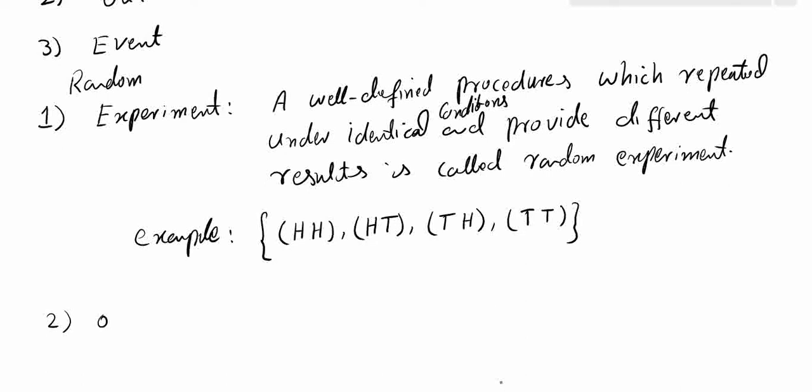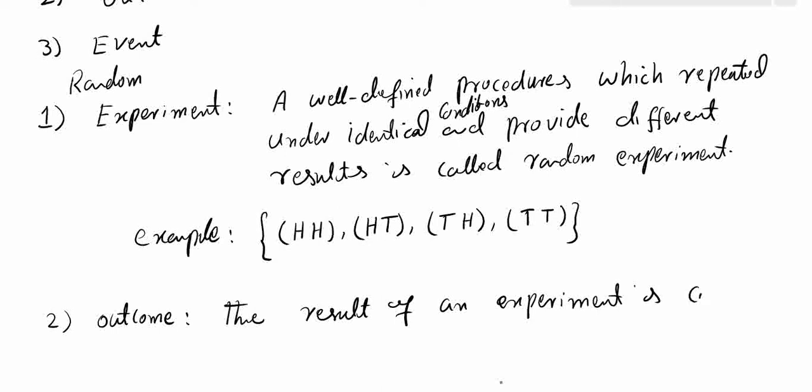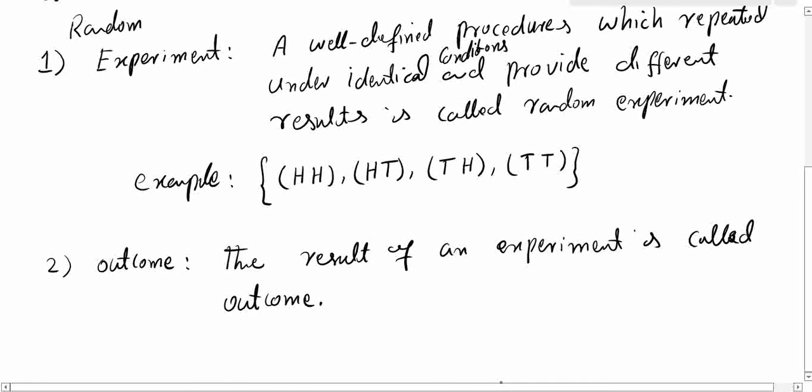So now let's come to the outcome. The result of a random experiment is called an outcome. In this experiment, you can see that HH is an outcome, HT is an outcome, TH is an outcome, and TT is an outcome. These are the results, so these are the outcomes of this random experiment.